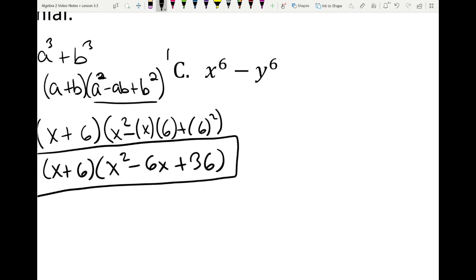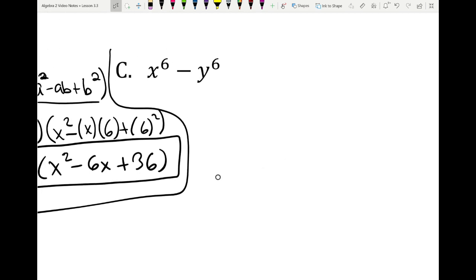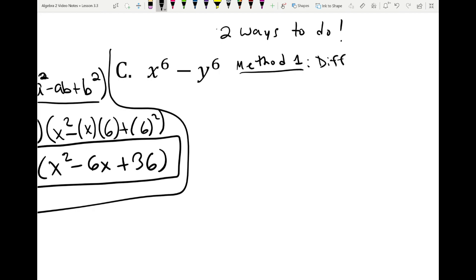All right, now let's look at part C. Now part C, there are two ways that you can do this. Okay, so there are two ways to do this one. You can think of it as a difference of squares, or you can think of it as a difference of cubes. So let's look at it as a difference of squares first. Let's do that first. So this is method 1. So method 1 is difference of squares.